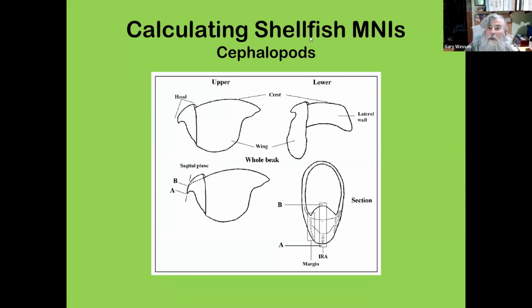Okay, cephalopods, octopuses. And the truth of the matter is that the 2 parts of the beak look different. And these are the 2 things you're looking for here. They call this an upper and that a lower. Honestly, when I look at an octopus, it's not clear to me which one is upper or lower. But this is another paired element thing. You count all of the uppers, all of the lowers, and take the larger number, and that's your MNI value.